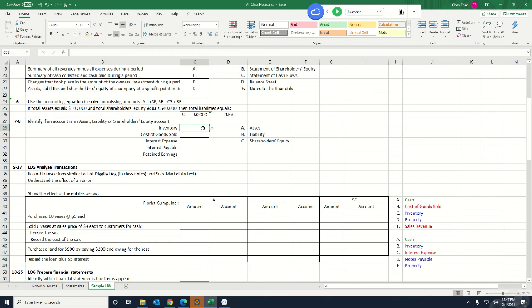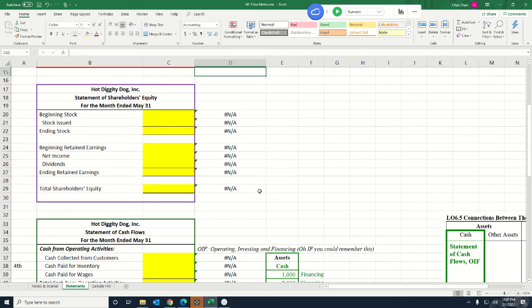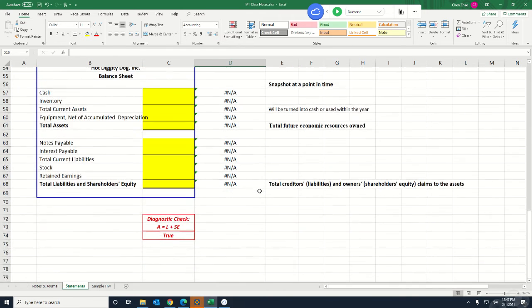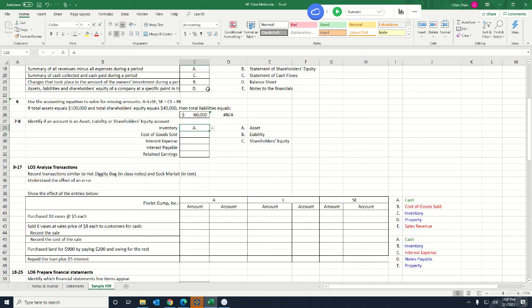So first one, inventory. What is an inventory? Asset, liability, or shareholders' equity? Asset, correct. Inventory is an asset. If you look at the second sheet here, balance sheet, asset, you have cash, inventory, total current asset, equipment, net of accumulated depreciation. So inventory is asset. And then the second one, cost of goods sold.